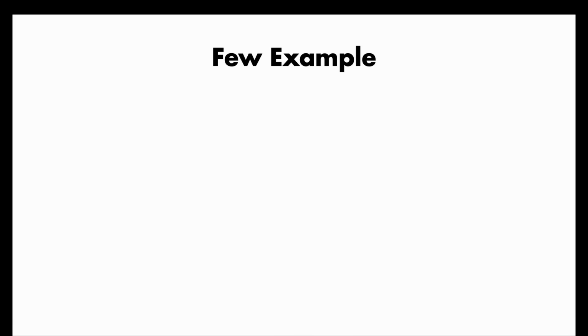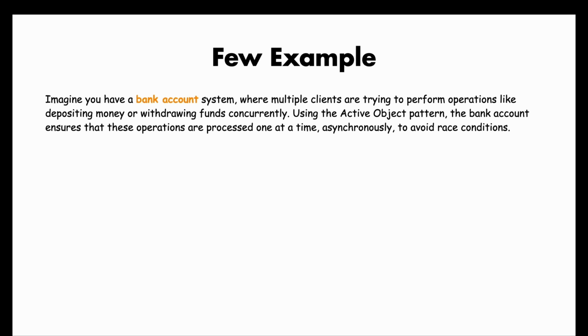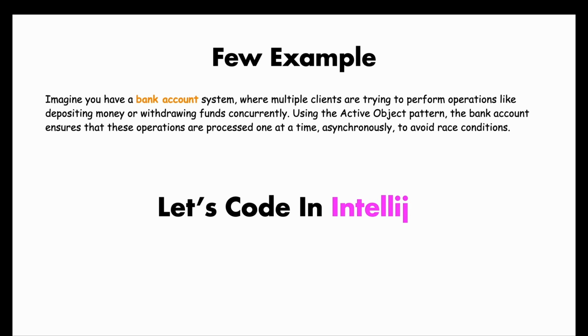Let's try to understand with a few examples. In this, we'll take a real world example of a bank account system. Imagine you have a bank account system where multiple clients are trying to perform operations like depositing money or withdrawing funds concurrently. Using this design pattern, the bank account ensures that these operations are processed one at a time, asynchronously, to avoid race conditions and also provide better latency, performance and efficiency. So let's dive deeper and do a practical coding of this design pattern.